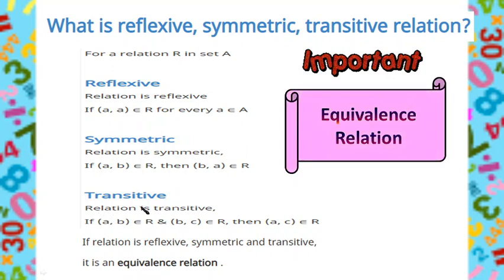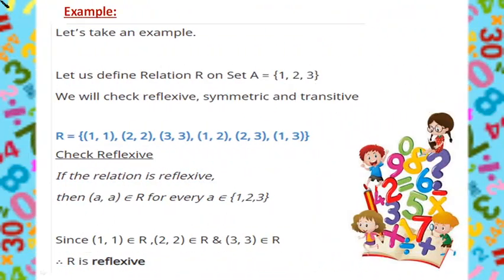Very important, transitive relation. If (a, b) belongs to R and (b, c) also belongs to R, then we should have (a, c) also in R. So if a relation is reflexive, symmetric and transitive, then we call it an equivalence relation. This is a very important relation. Now let's take examples to understand this.